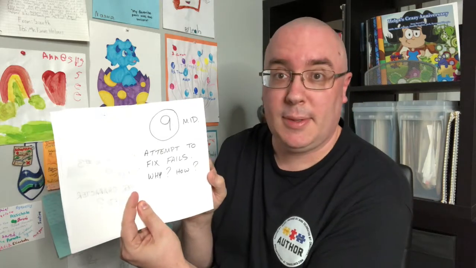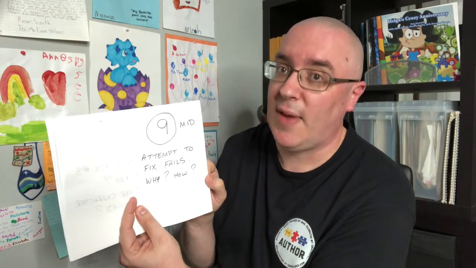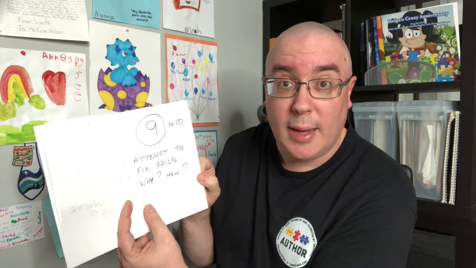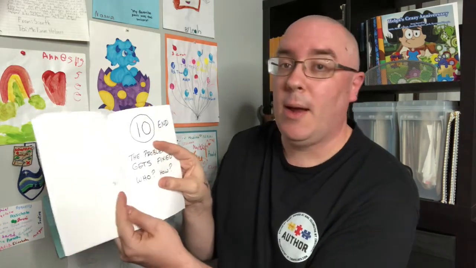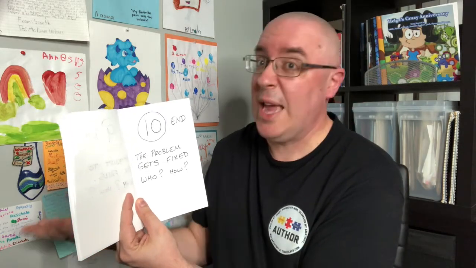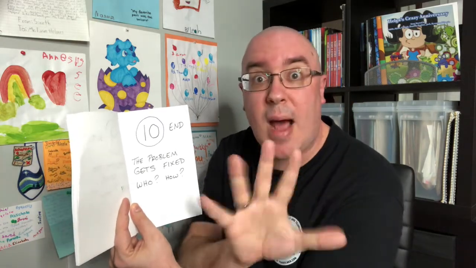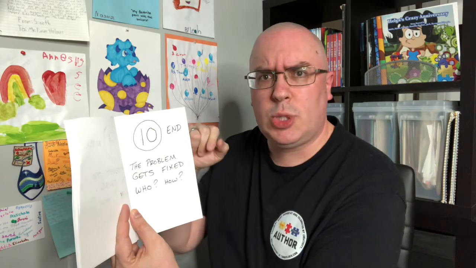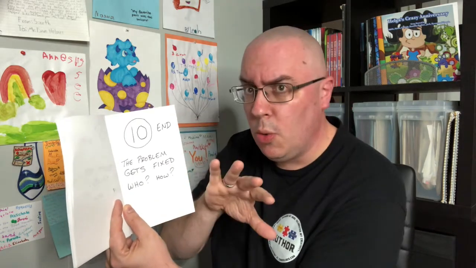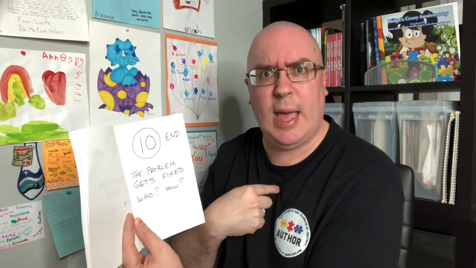And then on page 9, that third attempt, it has failed as well. But why did this one fail? And how? Then on the 10th page of our story is sort of the start of the end, if that makes sense. The problem, it gets fixed. The problem is finally fixed on page 10. So who fixed it? And how did they do it? We got to know in case we have that problem someday.